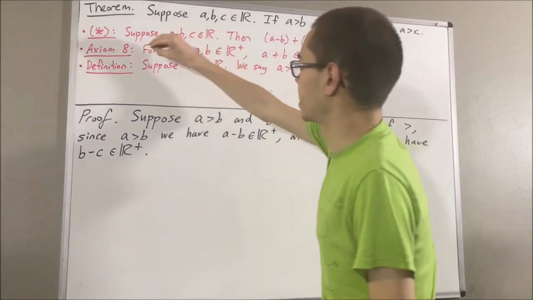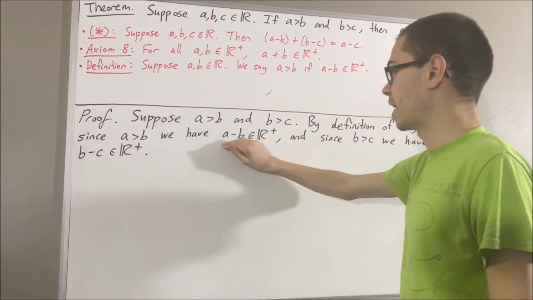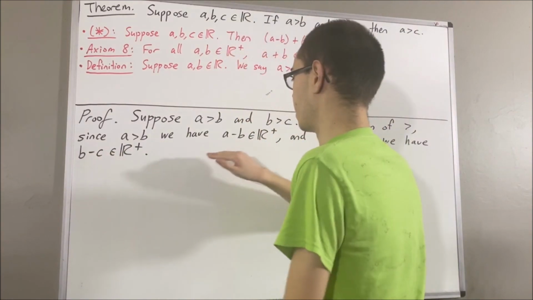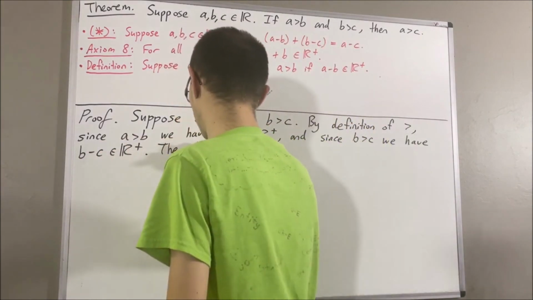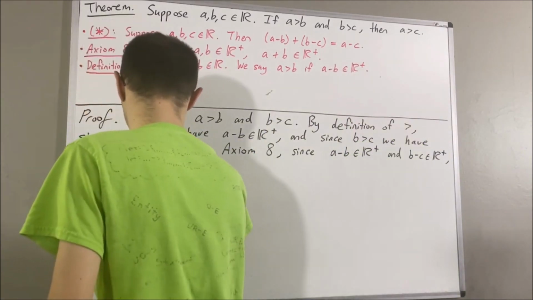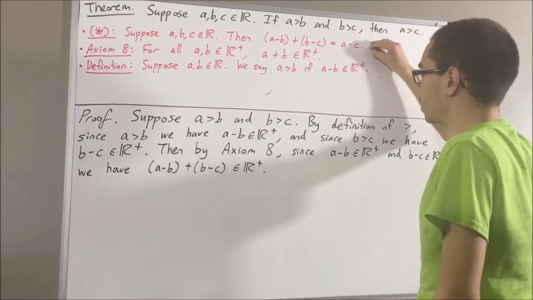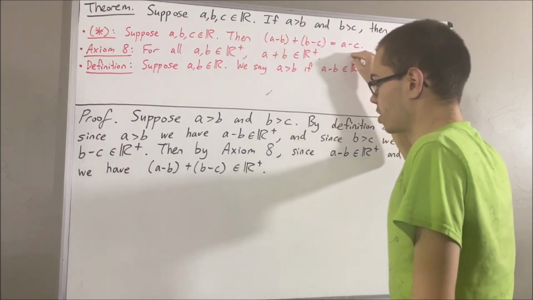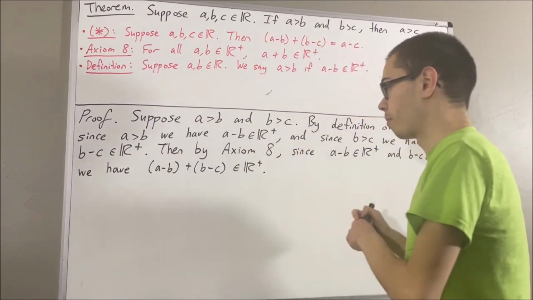And then, by axiom 8, we know that the sum of two positive real numbers is a positive real number. So, since A minus B is a positive real number, and B minus C is a positive real number, that tells us the sum, A minus B plus B minus C, is a positive real number. But, according to the preliminary result that we proved, A minus B plus B minus C is equal to A minus C. So, because this guy is a positive real number, that tells us A minus C is a positive real number.